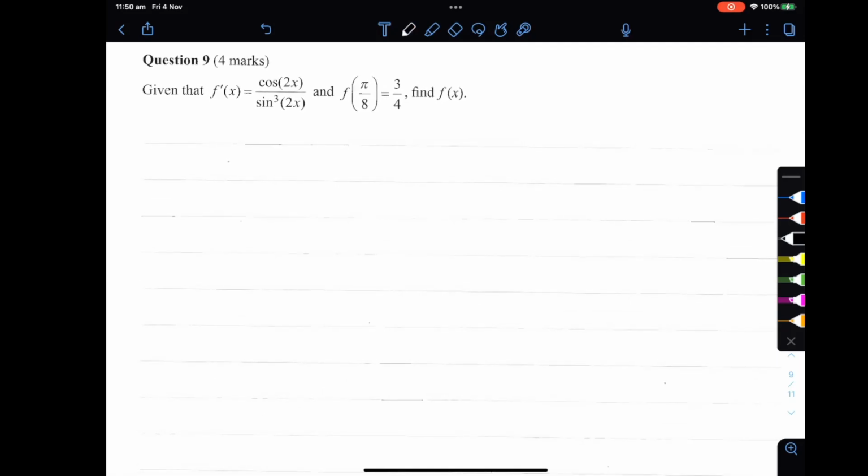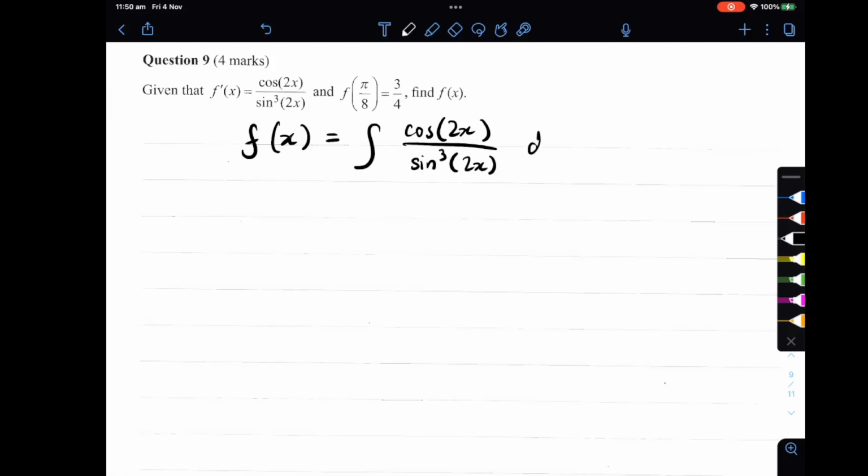Alright, given that f dashed, find f of x. Okay, so if we want to find f of x, we just integrate this. There's a lot of integration questions on this paper. Right, and we could either choose to sub in the initial condition now, or we could do it later. In this sense, maybe it would be neater to sub it in later. I think it's better to focus on just trying to integrate this thing first.